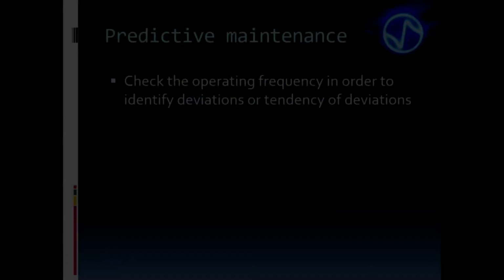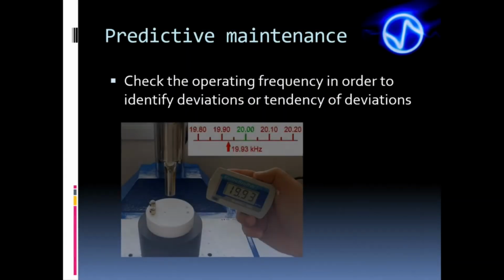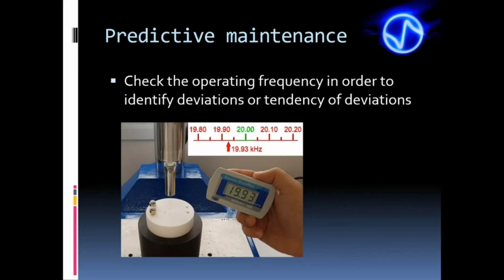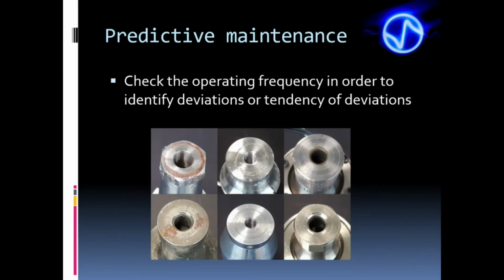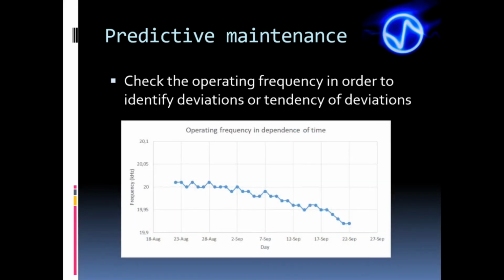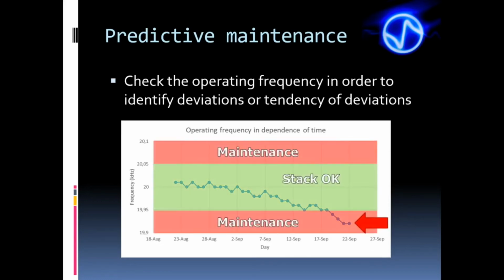To monitor the stack, we can, for example, once a day, measure the frequency of the welding machines and note the measured value. With this data, it is possible to monitor the evolution of the stack's frequency as it wears out. Interface and sonotrode degradation is a slow process, but it is constantly happening. From the frequency deviation detected by monitoring, we can identify the need for preventive maintenance according to the tolerance specified by the manufacturer of the welding system.